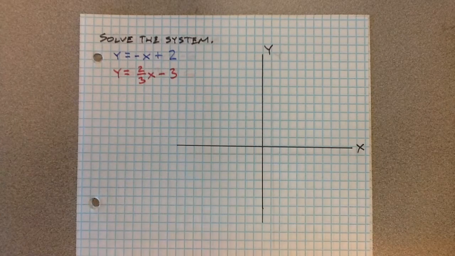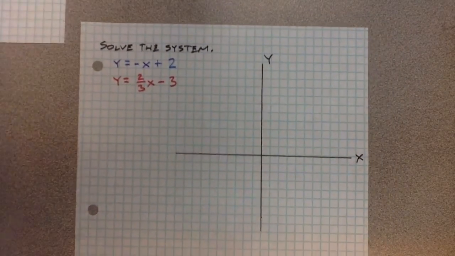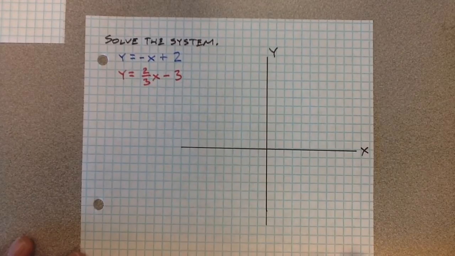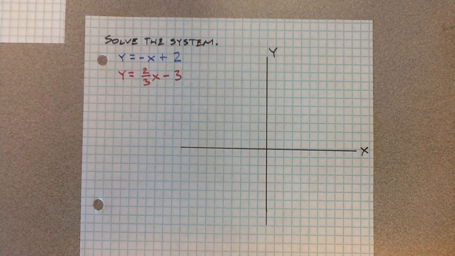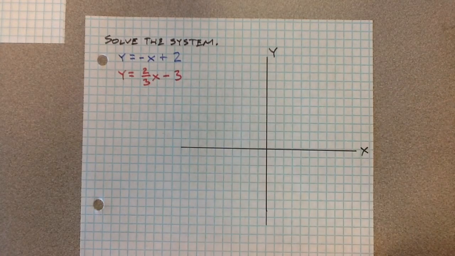Alright, so let's take a look at our first example of solving a system of equations by graphing. So here's our first one. I need to solve the system with these two equations: y equals negative x plus 2 and y equals 2/3 x minus 3. Now I'm going to color code these in blue and red so you can tell which graph goes with which equation. Okay? Alright, so let's tackle this one in blue first.